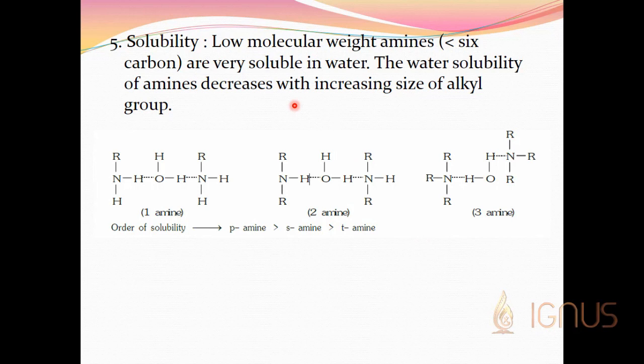Solubility. Low molecular weight amines are very soluble in water. The water solubility of amines decreases with increasing size of alkyl group. Hence the order of solubility is primary amine is greater than secondary amine and secondary amine is greater than tertiary amine, because in primary amine there will be only one alkyl chain, hence it is highly soluble. But in secondary amine there will be two alkyl chains, hence it is less soluble. And tertiary amine will have three alkyl chains, so it is further less soluble.